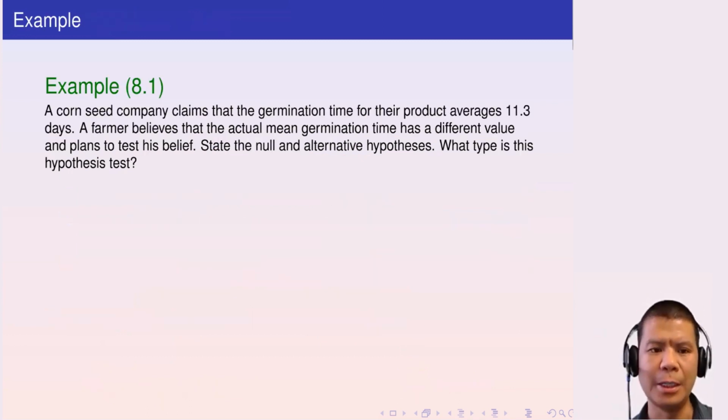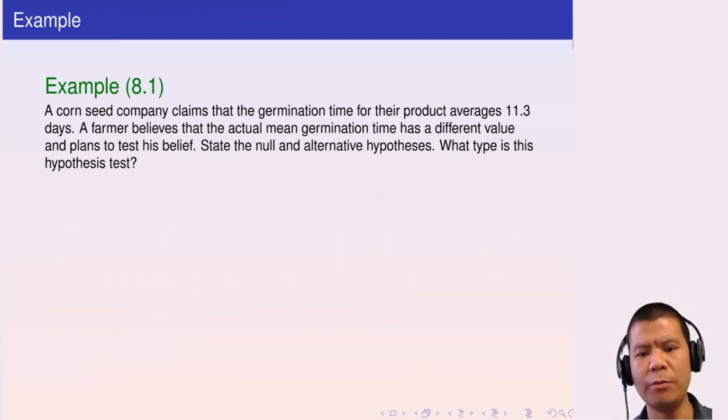Now consider this example. A corn seed company claims that the germination time for their product averages 11.3 days. This is what they claim. A farmer believes that the actual mean germination time has a different value and plans to test his belief. State the null and alternative hypothesis. What type is this hypothesis test?